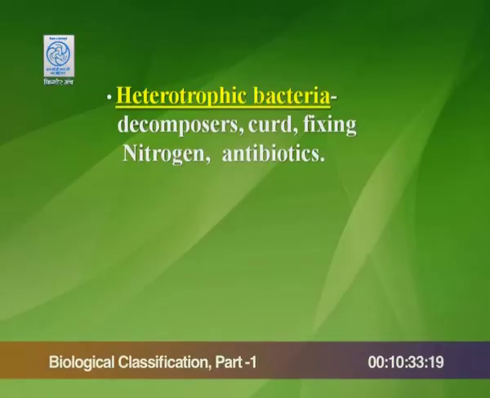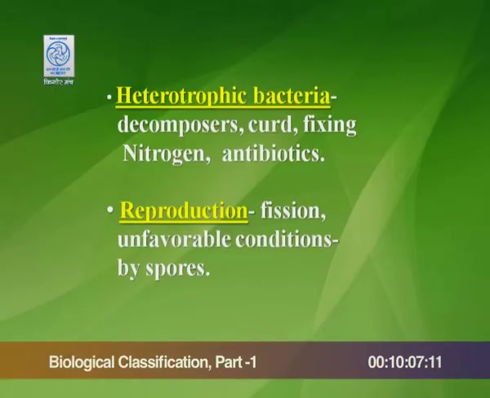The heterotrophic bacteria act as decomposers. They are also responsible for the preparation of curd from milk. They are able to fix nitrogen and help in the production of antibiotics. Some of them are pathogens. They damage human beings, farm animals as well as other organisms. Reproduction is by fission, and under unfavorable conditions it is by spores.